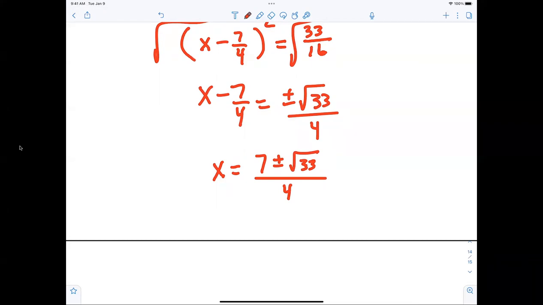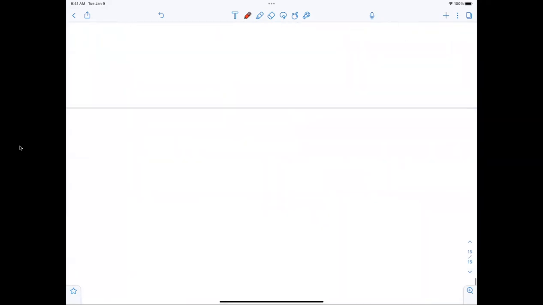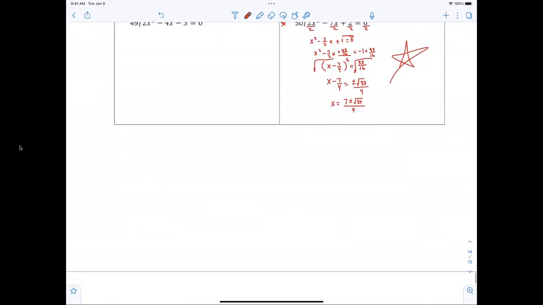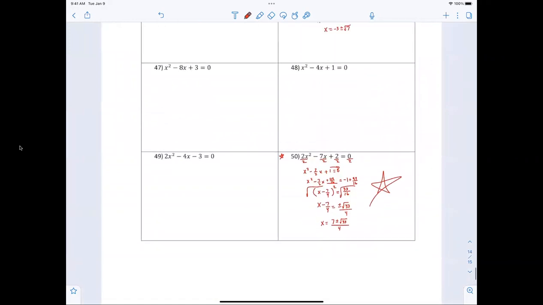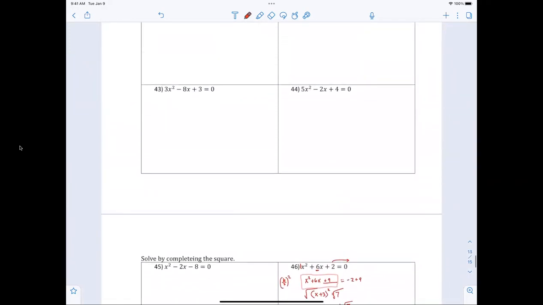Okay, guys, that's as hard as it gets for solving by completing the square with a bunch of fractions involved. If you were like, that's kind of easy, then I'm feeling good about that. Was that the end, right? Yeah. Right, okay, so now it's up to you to get your practice in. Everybody knows how to do it.